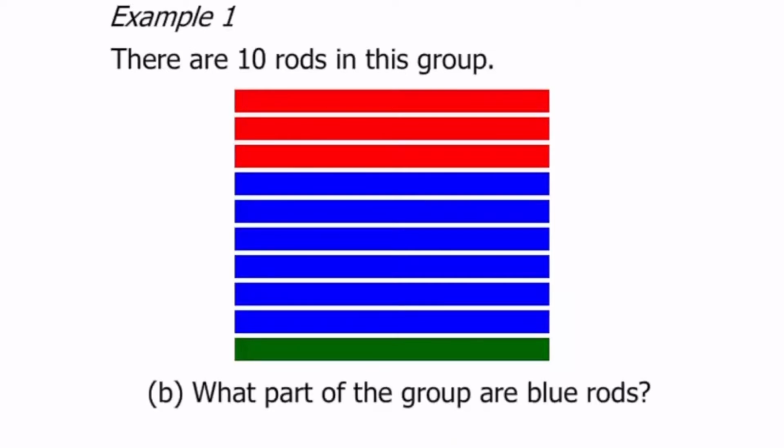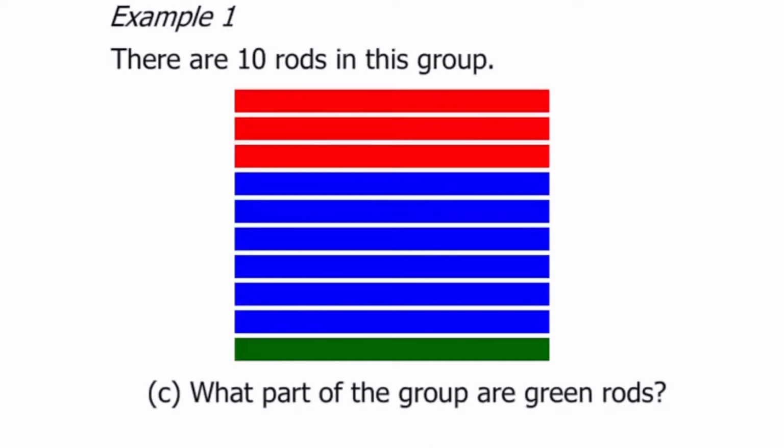What part of the group are blue rods? Let's count them. 1, 2, 3, 4, 5, 6. So there's 6 out of 10. As a fraction, we write 6 tenths, and as a decimal, 0.6. What part of the group are green rods? Well, we can see that we've only got one of those. We've got 1 out of 10. As a fraction, that's 1 tenth, and as a decimal, 0.1.